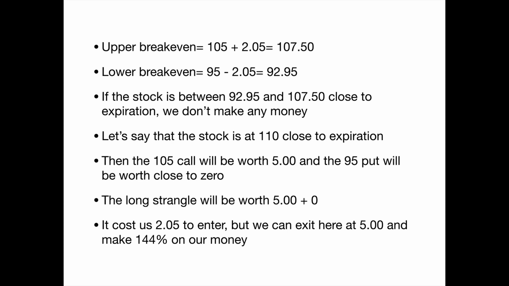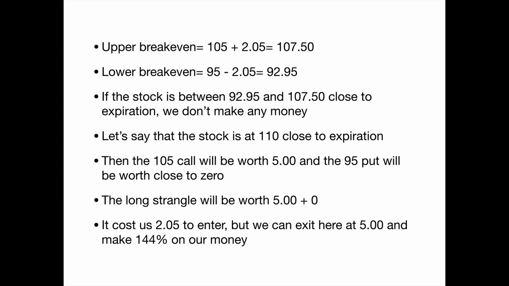So the value of the strangle at this point after the stock has made a big move will just be the price of the call plus the price of the put, so $5. And we remember that it cost us $2.05 to enter this trade. That was the debit. But here we can sell the long strangle. We can sell the call and sell the put. In this case, you don't even need to waste time selling the put. Maybe you won't even be able to collect any premium for it, but you'll definitely be able to sell the call. And so we can exit here at $5 for the long strangle.